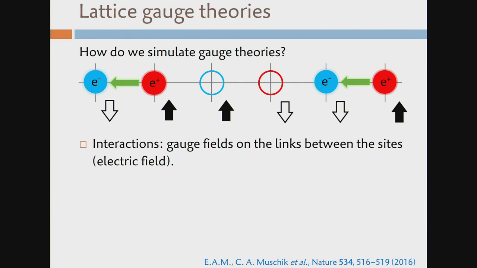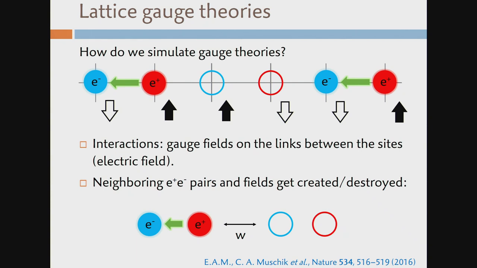So now, once we have this spin chain, on top of this we have interactions, which again are given by the gauge fields. The way we encode this is we put a gauge field on the links between the sites, which is the electric field, and the expectation value of this field on the links between the sites is the strength of the electric field at one particular site in space. And then the effect of this gauge field, without writing down any equations, is that a neighboring pair of particles and antiparticles can get created or destroyed. And since I have to respect Gauss's law, if I destroy a particle-antiparticle pair, then I also have to remove one unit of electric flux between them, just to keep the balance of charges and fields constant.